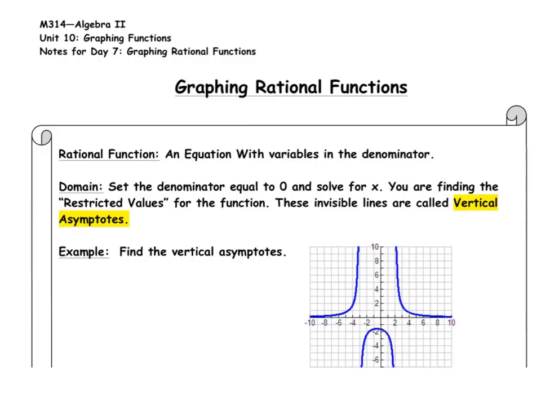So a rational function is when you have an equation with variables in the denominator of a fraction. In the numerator, it can have some variables. It doesn't have to. But every rational function has to have some variables in the denominator. And doing that causes some problems.